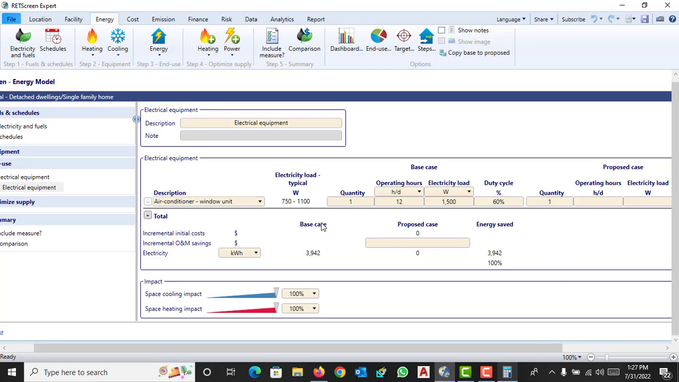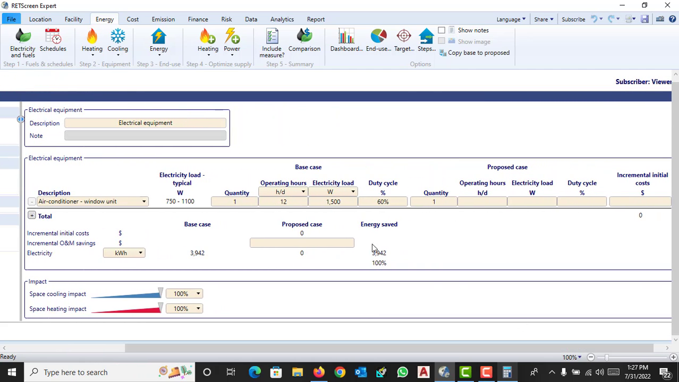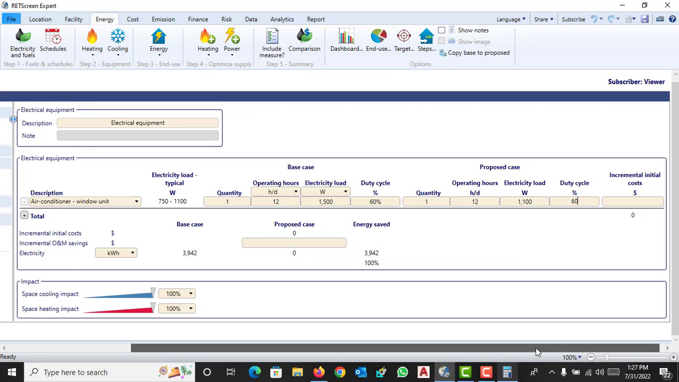So this is my base case. That's the equipment installed in my home. So I'm going to reduce the electrical consumption of this equipment. Like if I move toward an inverter type air conditioning unit, it consumes 1100 watt, for the same duty cycle and the same operating hours.